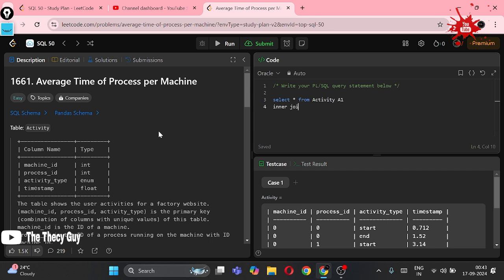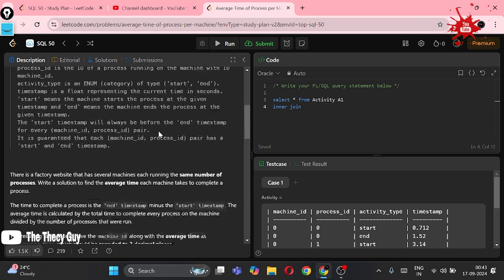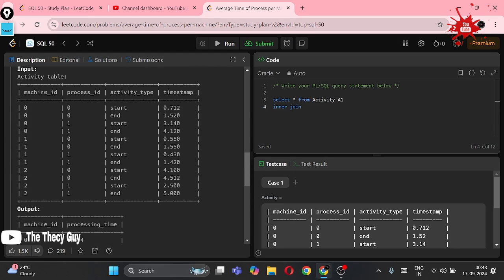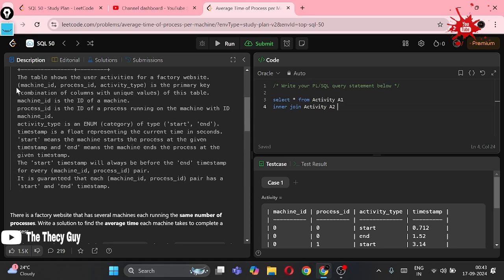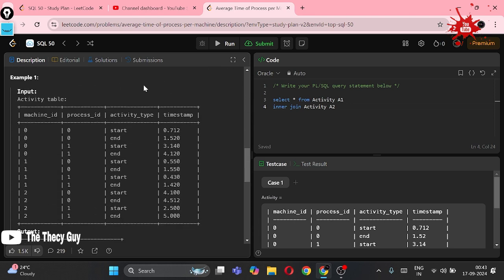Now, if you are joining, always use inner join. I use left join so that it will give us null values, but here there is nothing as null. As we can see, the whole data is properly displayed here, and there is no relationship we need to find, so I'm using inner join here. Inner join by the same table, A2. If you remember, they already said the primary key is the combination of machine ID, process ID, activity ID.